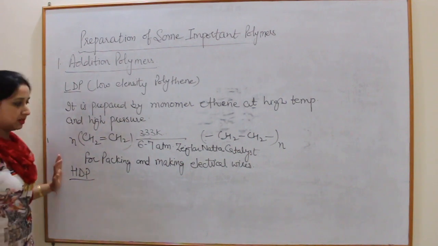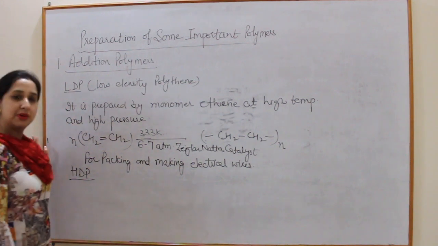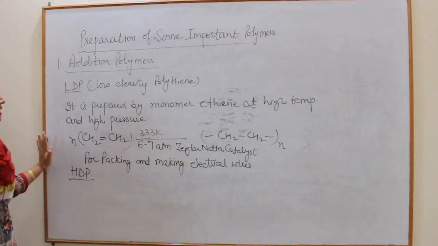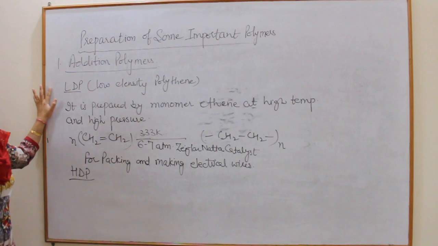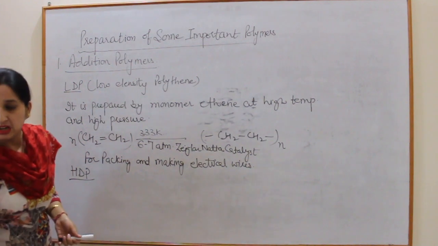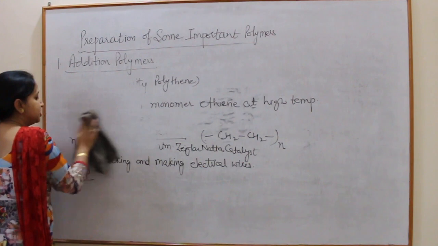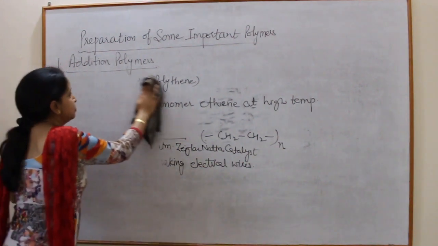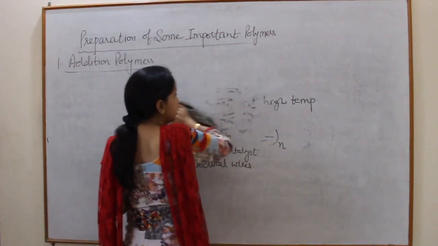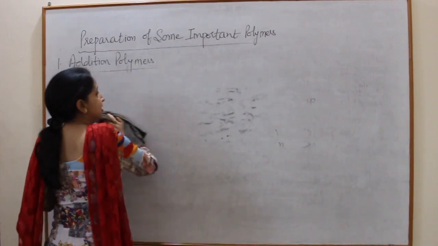It is of better quality and it is used for the preparation of buckets, dustbins, etc. So this was the preparation of first addition polymer, that is your low density polythene and high density polythene. Next preparation is of Teflon, which we have done yesterday, so we will not discuss again.